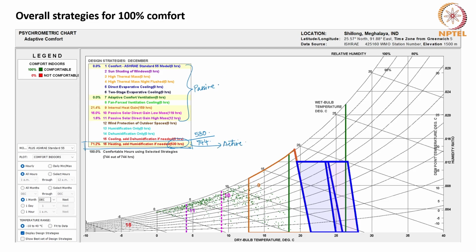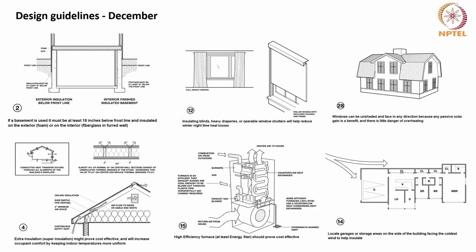So passive strategy will account only for 29% of comfortable hours, whereas 71% of the comfort hours will come only with the help of active means for Shillong for the month of December, which is a cold climate. So there's only one way to do it, and that is primarily to heat.